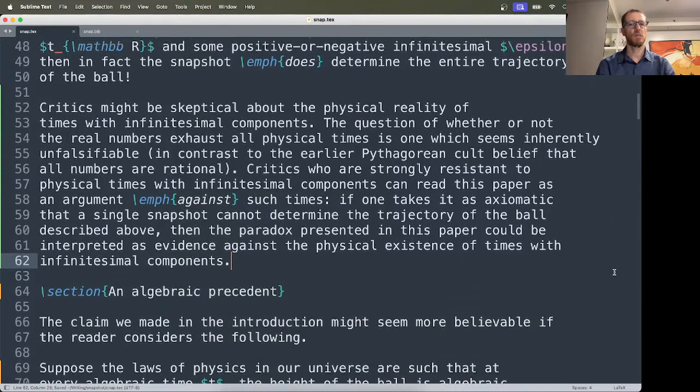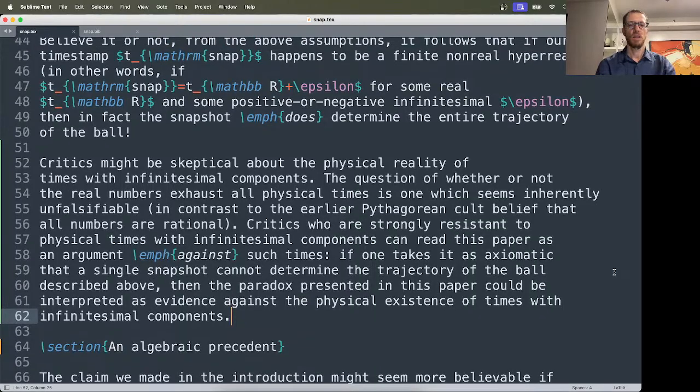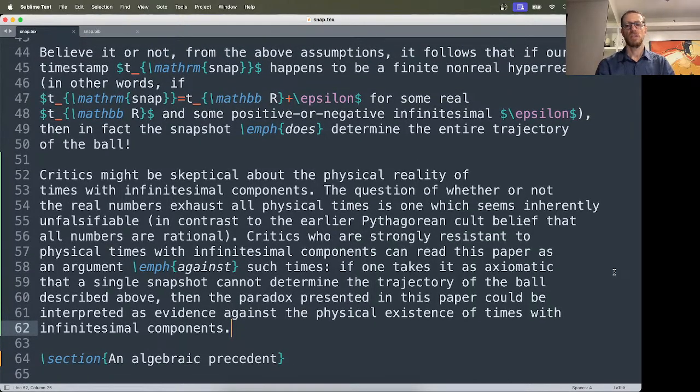Critics might be skeptical about the physical reality of times with infinitesimal components. The question of whether or not the real numbers exhaust all physical times is one which seems inherently unfalsifiable, in contrast to the earlier Pythagorean cult belief that all numbers are rational. Critics who are strongly resistant to physical times with infinitesimal components can read this paper as an argument against such times. If one takes it as axiomatic that a single snapshot cannot determine the trajectory of the ball described above, then the paradox presented in this paper could be interpreted as evidence against the physical existence of times with infinitesimal components.